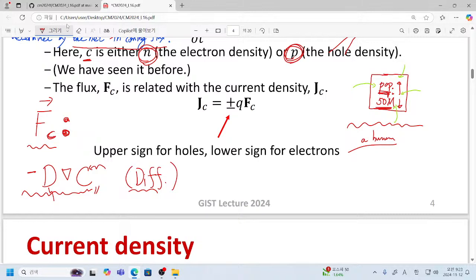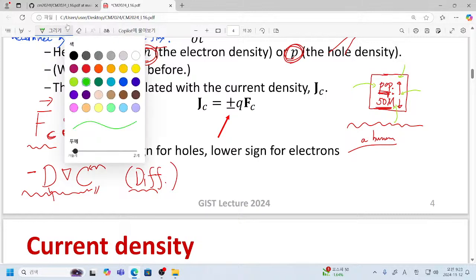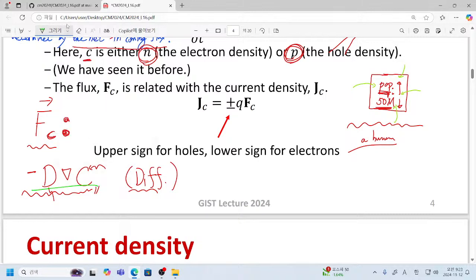Of course, when you solve your system with this flux, it means that you have completely neglected the electric field effect. In order to consider this electric field effect, you must add more terms to your flux term. So that was the situation we have to consider.